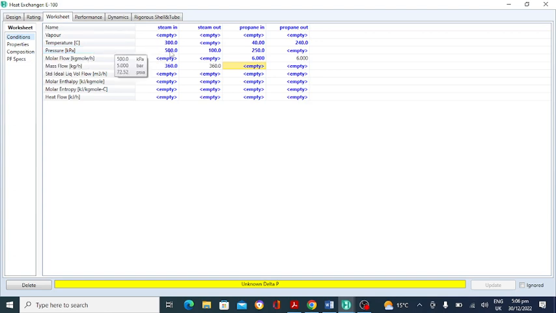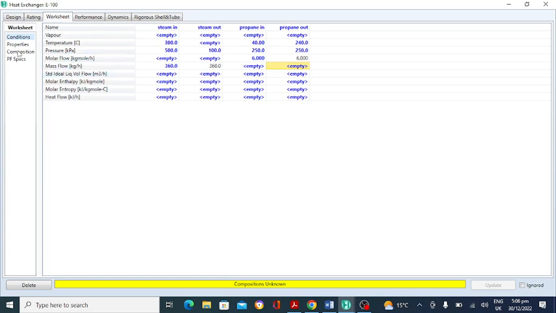So the pressure of the steam inlet, steam outlet, and the propane inlet pressure is 250 kilopascal. There is no pressure drop in the shell side, so I am assuming 250 kilopascal at the outlet. Now it shows the unknown composition.